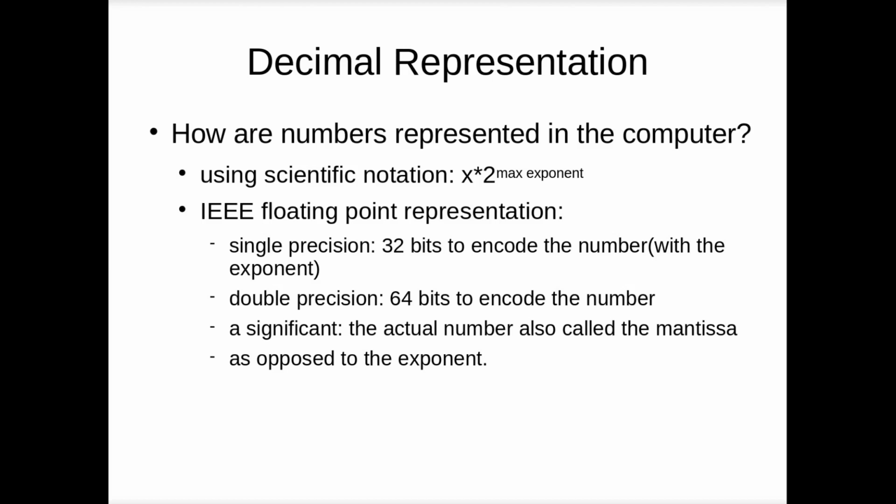So like I said before, you have to kind of round the numbers because you only have a limited amount of memory. And so what we do is we use the IEEE floating point representation. Basically, if you've heard of a double, it means double precision. You basically have 64 bits to encode the number. But single precision means you have 32 bits.